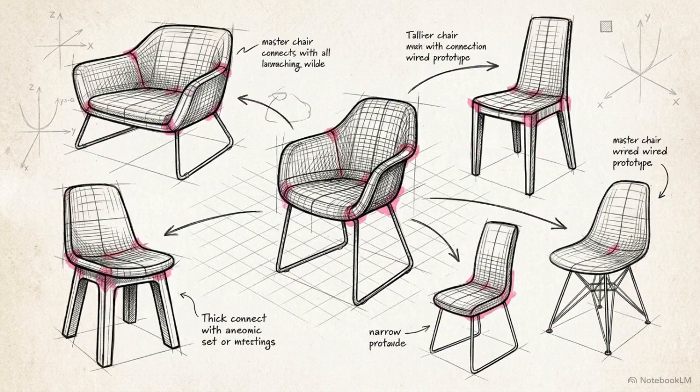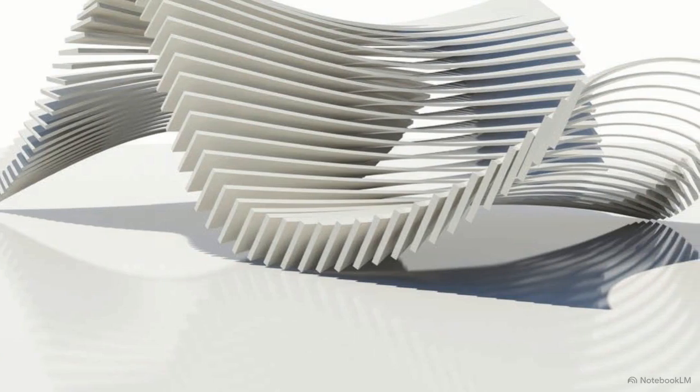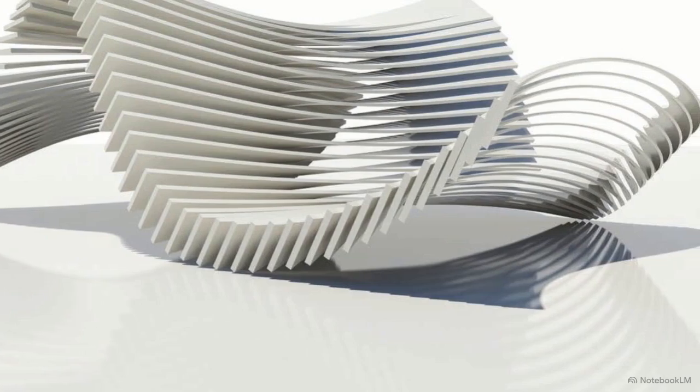Architects solve this rigidity using two concepts. First is versioning, creating a wired prototype that generates countless variations based on different inputs. Second is continuous differentiation, where instances of a shape gracefully adapt to local conditions without breaking the overall rhythm.